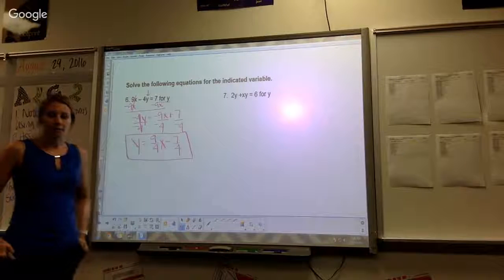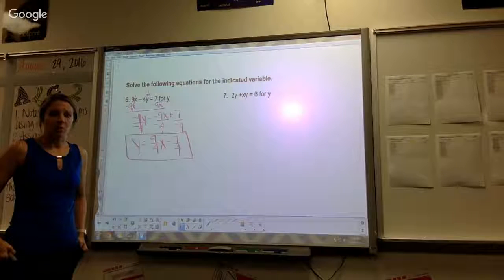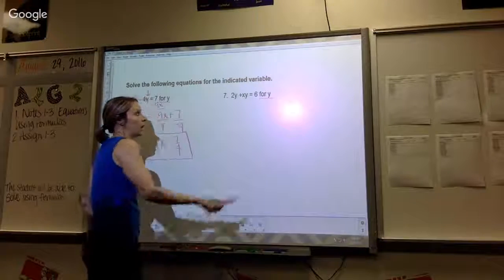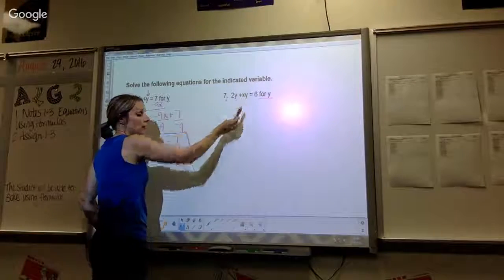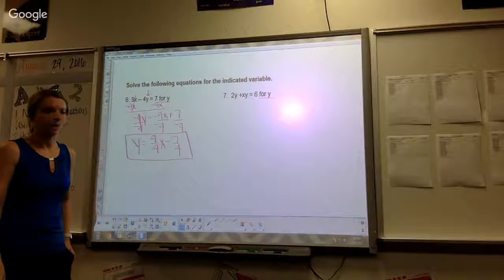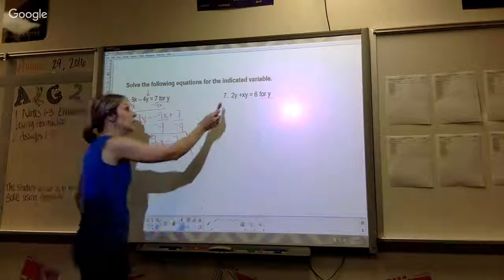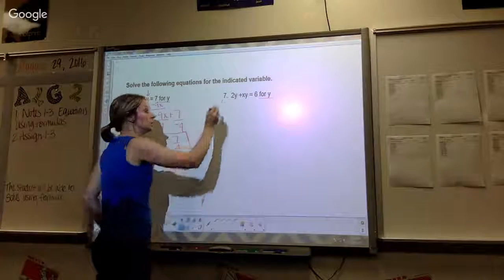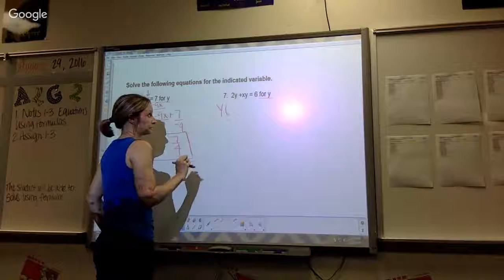Okay, 7 and 8 are a little different because we have more than one y that we want to solve for. Okay, so again, we're solving for y. But notice here we have a 2y and an xy. We're not able to add those two together. They're not like terms. Okay, so what I want you to do is I want you to factor out what they have in common. They have in common a y. So I'm going to factor a y out.